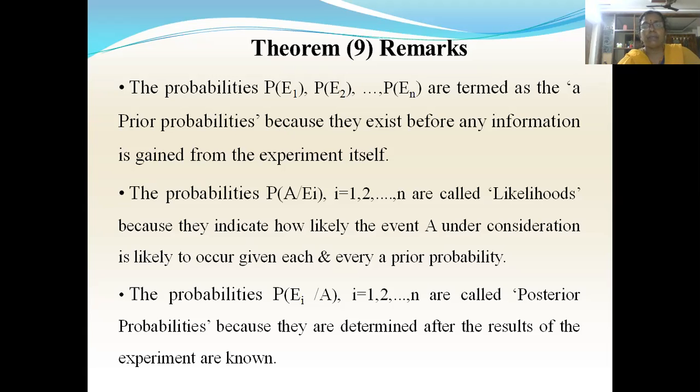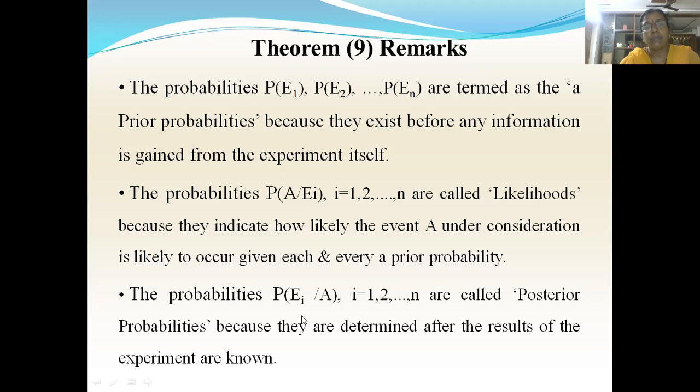So why do we call them a priori probabilities? Because they exist before we get any information from the experiment itself. The probabilities which we know before we gain information from the experiment are known as a priori probabilities. And the probabilities P of A given Ei are called likelihoods. Likelihood means this probability indicates how likely the event A will occur under the assumption that each and every a priori probability will occur. That is why they are called likelihoods.